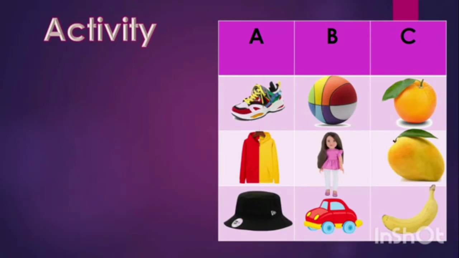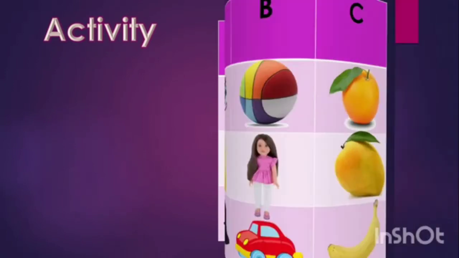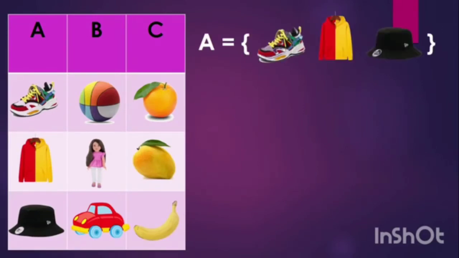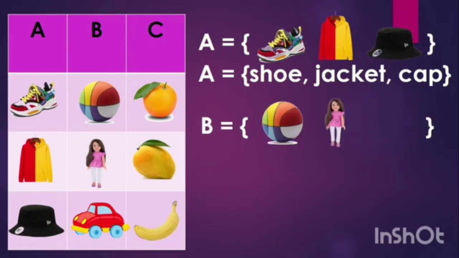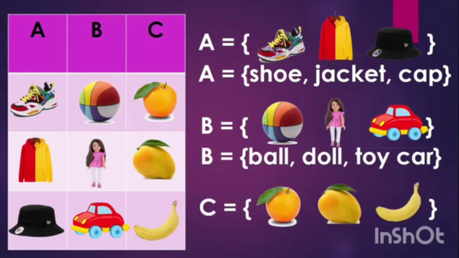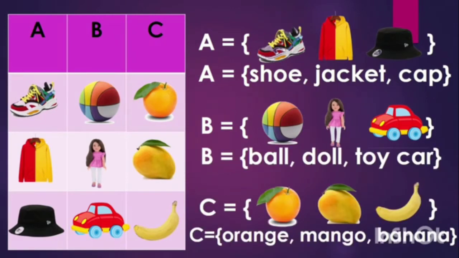Okay, so I have here for group A, shoe, jacket, cup. For group B, we have a ball, doll, and toy car. For group C, we have orange, mango, and banana. From the given table, group by 3. So for group A, we have shoe, jacket, and cup. For group B, ball, doll, and toy car. For group C, we have mango, orange, and banana.